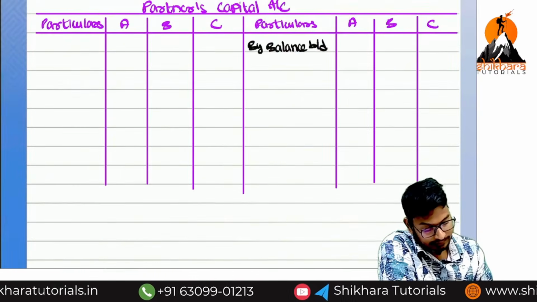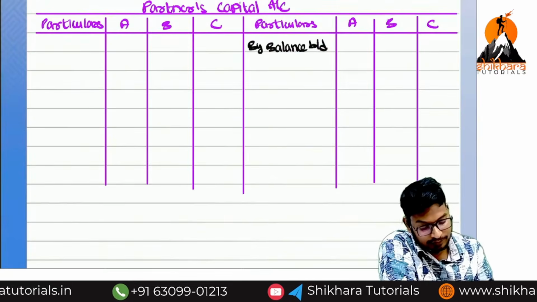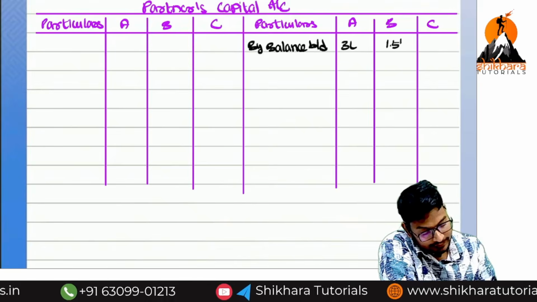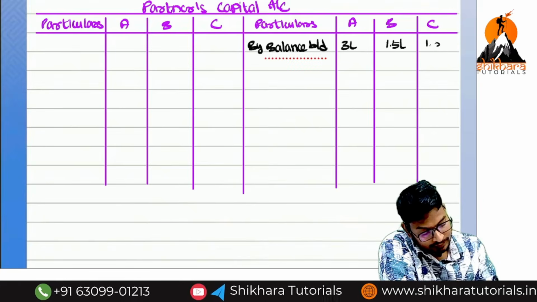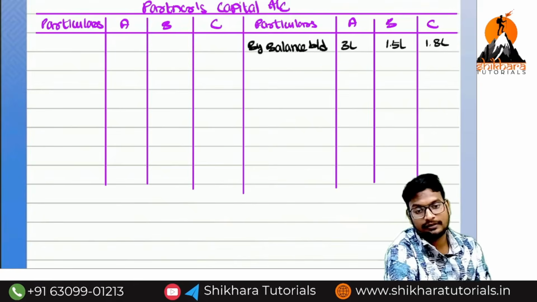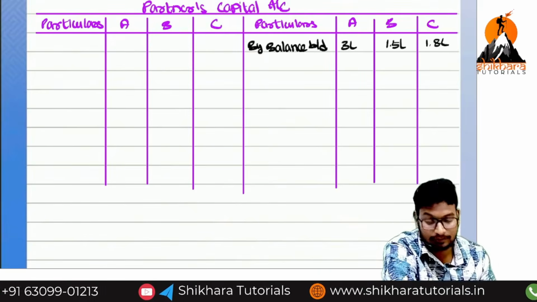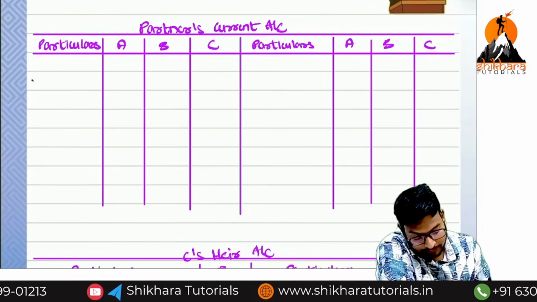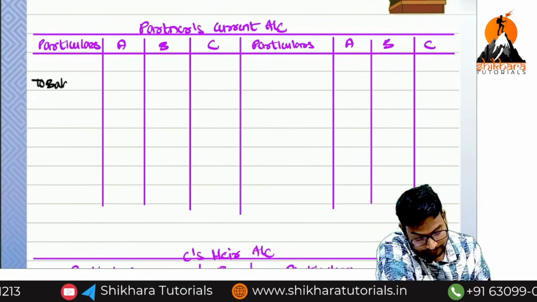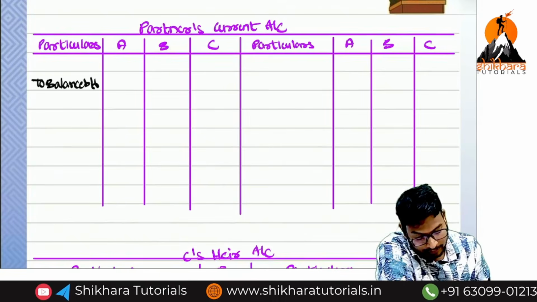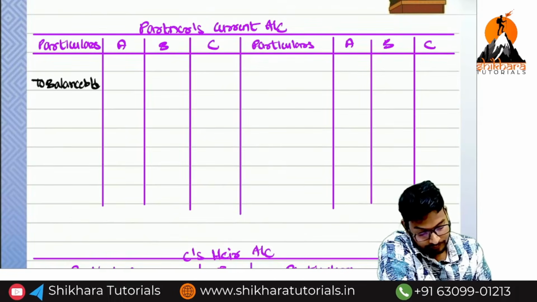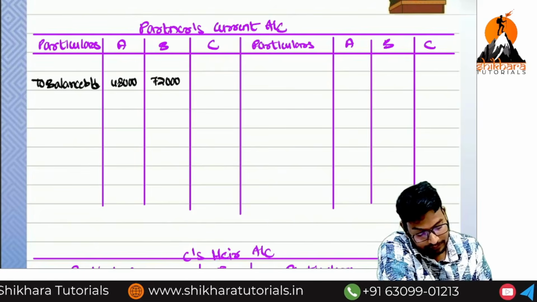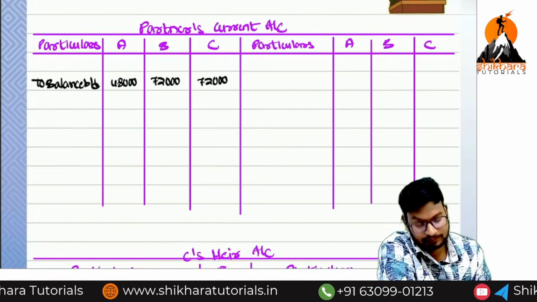For capital, by balance brought down. What are the amounts? 3 lakhs, 1.5 lakhs, 1.8 lakhs. You need to write the full. Okay, next, go to the current accounts. So partners' current account, to balance brought down. How much? 48,000, 72,000, and 72,000.